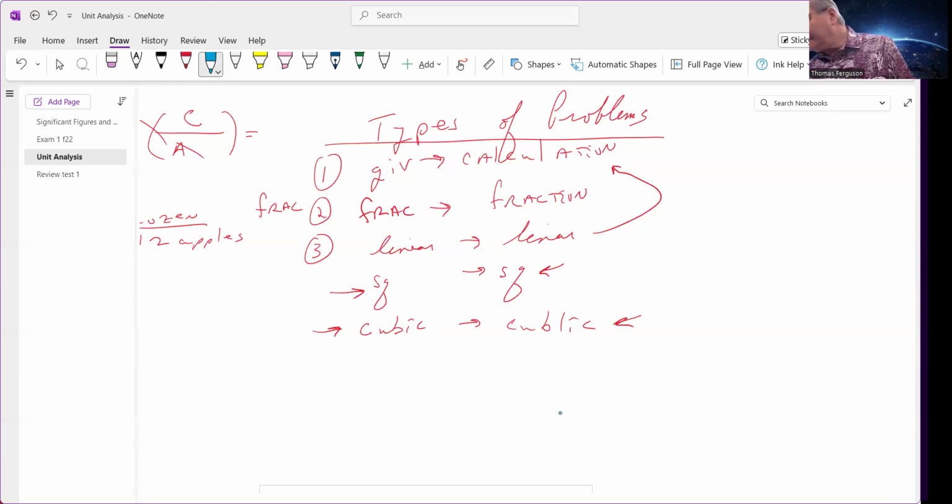Example, grams to kilograms. Would be a simple one, okay? So we start with something like grams or whatever, and then we end with something similar. Number 2, if we start with a fraction, you end with a fraction. So if the given is a fraction, your answer is going to be a fraction.